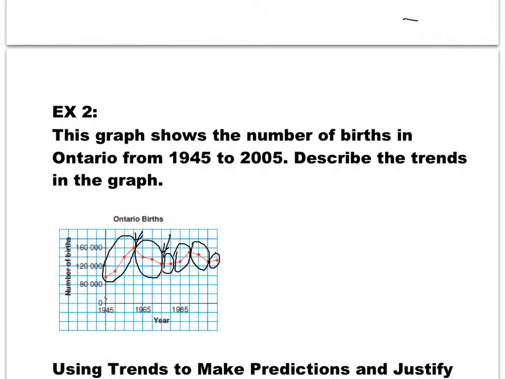It is gradually decreasing. Then from 1975 to 1980, the number of births is almost constant. From this point to this point, it's almost constant. And then from 1980 to 1985, the number of births slowly increases, and then suddenly from 1985 to 1990, it increases. Then again, from 1990, which is this point, to 2000, the number of births decreases, and then from 2000 again, it starts increasing.